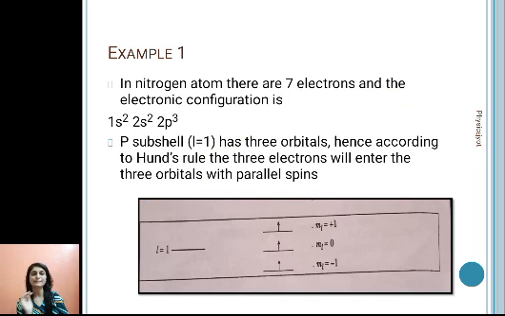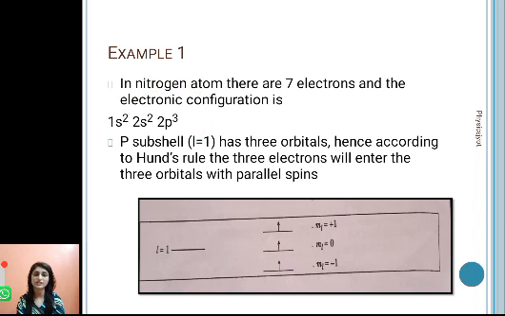We will take the simplest example of nitrogen. In nitrogen, we have 7 electrons. The atomic number of nitrogen is 7. We know that the atomic number is equal to the number of protons and the number of electrons. So if nitrogen has atomic number 7, that means I have 7 electrons. We have already studied how to write electronic configuration in the earlier lecture. The electronic configuration for the nitrogen atom is given by 1s2, 2s2, 2p3.